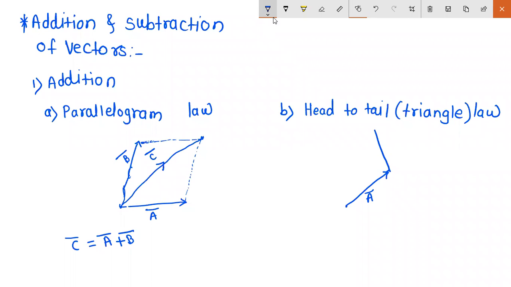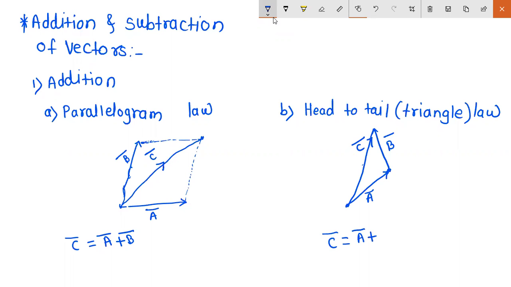Now this is vector b bar, and the tail of vector b bar is connected to the head of vector a bar. Now simply connect the tail of vector a bar and the head of vector b bar. If you connect these two points, you will get one triangle, and the connecting line is your vector c bar. This vector c bar shows the addition of the two vectors a bar and b bar.